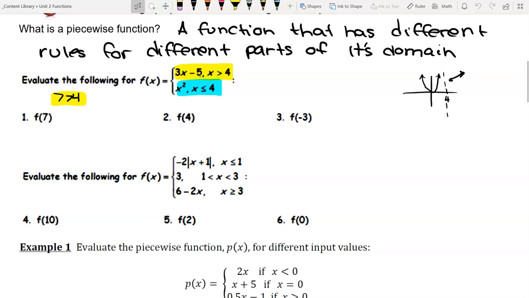So to get our answer, we'll go 3, change the x to a 7, minus 5, and plug that into your calculator to get 16. That is the answer you will type into Go Formative, okay?